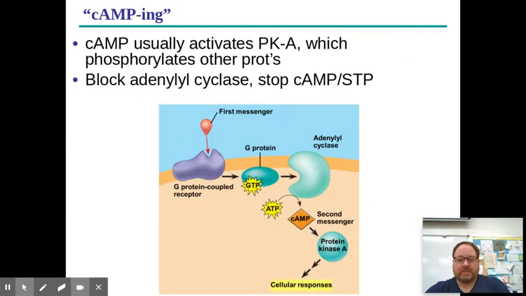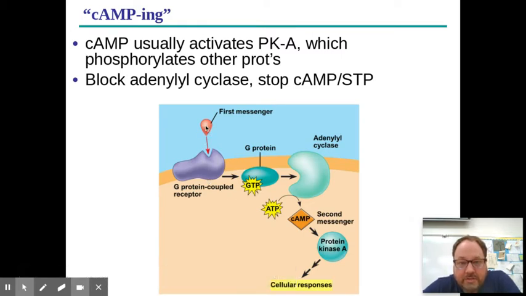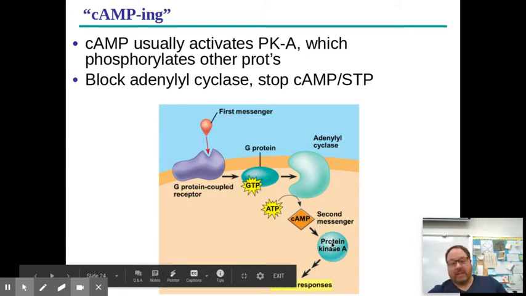So this is a nice example. So here is your ligand. It's the first messenger, docks on the receptor. In this case, it's a G protein coupled receptor. That'll change shape, activate the G protein. G protein activates adenylyl cyclase, and then adenylyl cyclase converts ATP to the cyclic AMP, the cyclic adenosine monophosphate. And that acts as a second messenger to activate other kinases and elicit some sort of response.